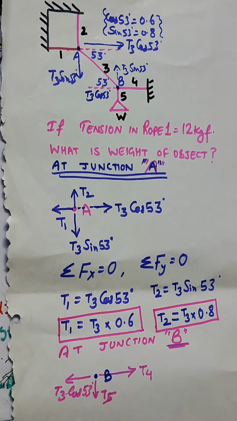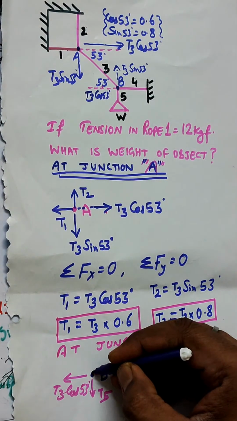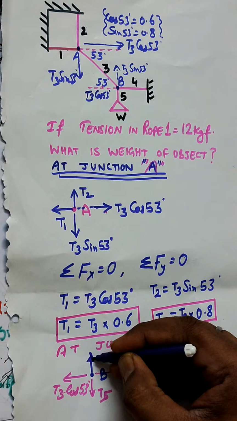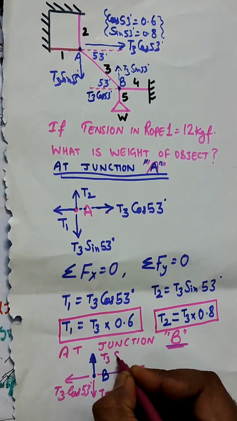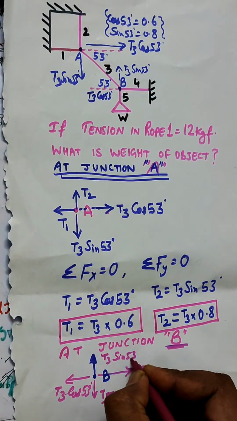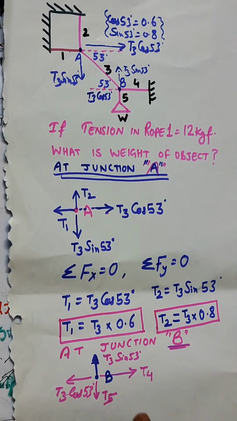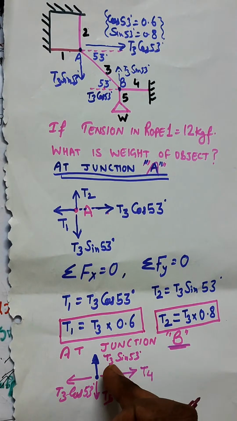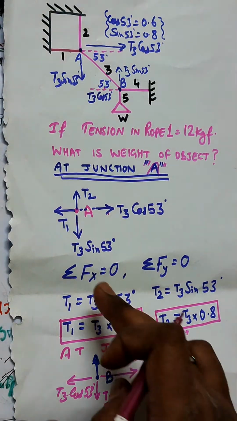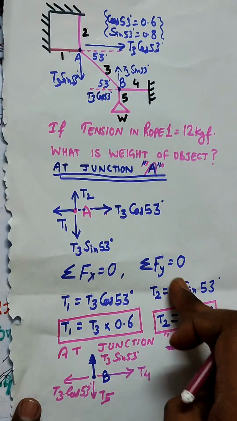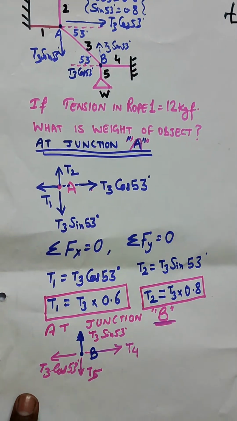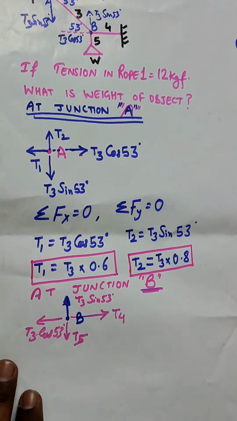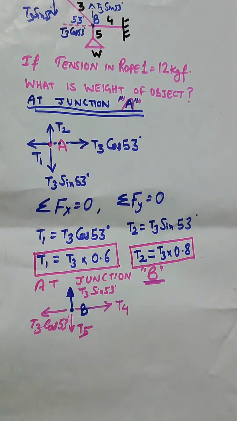So we'll write the same: here it will be T3 sin 53. So there are 4 forces acting at point B. Similarly, summation Fx and summation Fy equal 0. The forces acting in x and in y should be equal to 0. So we will be solving it now.